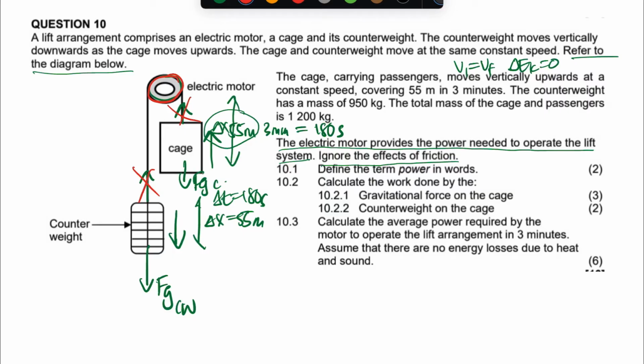Now let's answer the questions. The question says define the term power. The term power, guys, 10.1: power is the rate at which work is done, the rate at which energy is transferred or expended.